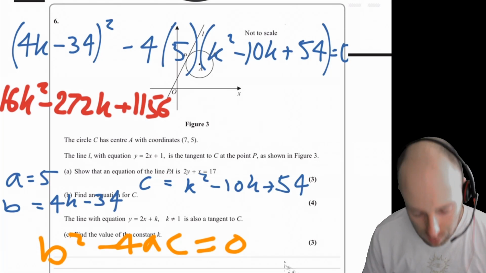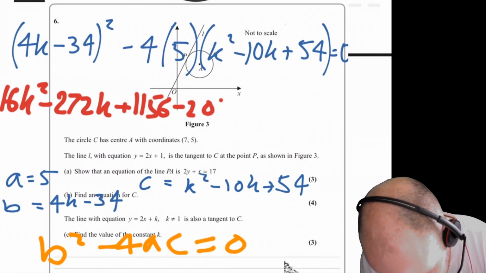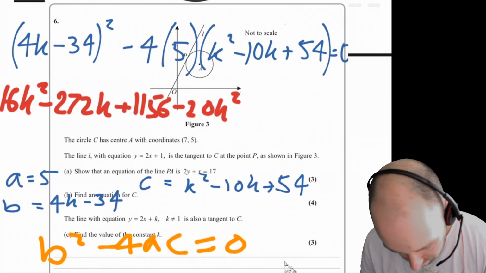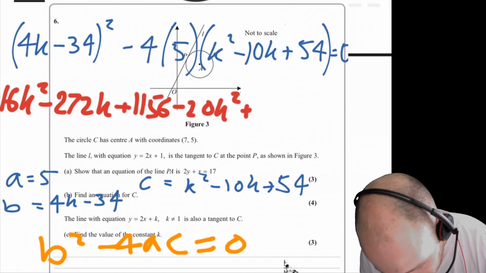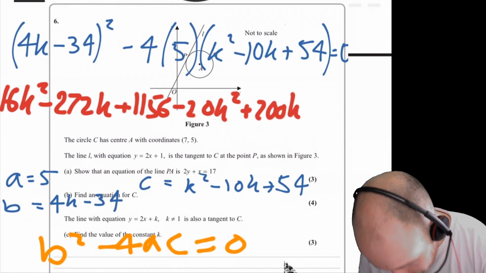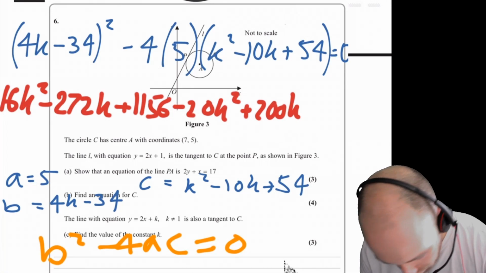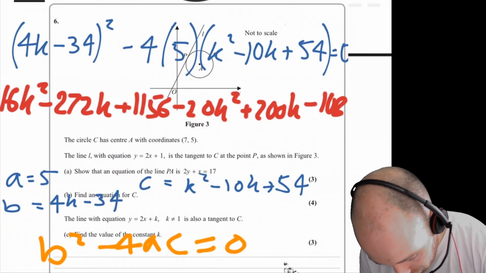And then we're going to take away 20 lots of everything in here. So take away 20k squared plus 200k. Take away 1080.